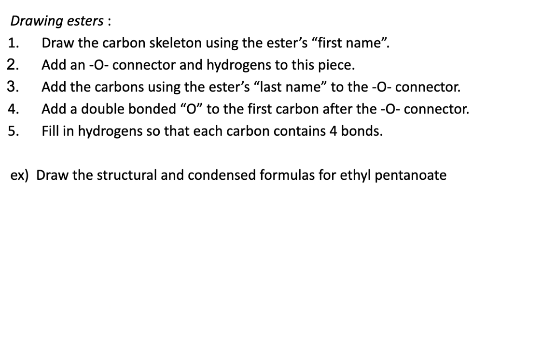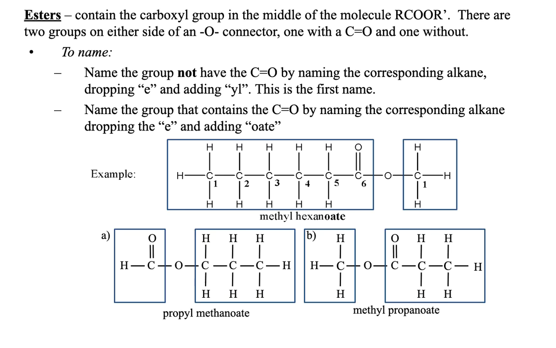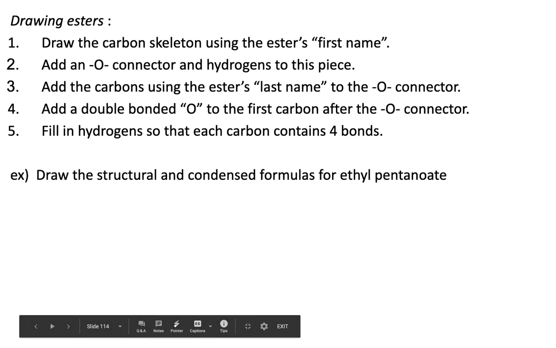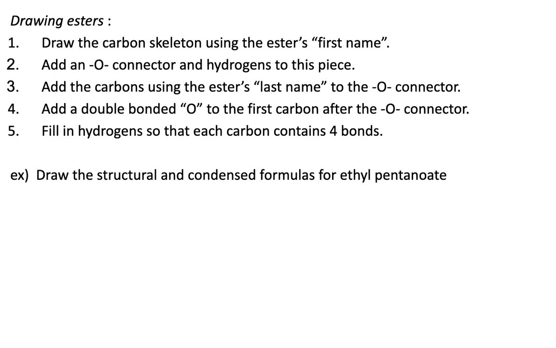Let's just look at drawing them. So this is, again, a little more difficult than some of the other ones because we've got the two parts and we have to know how to differentiate them. So I'm going to draw them more like this one, just because the first name is here and the second name is there. So when we're reading the name from left to right, we're going to put the groups from left to right.